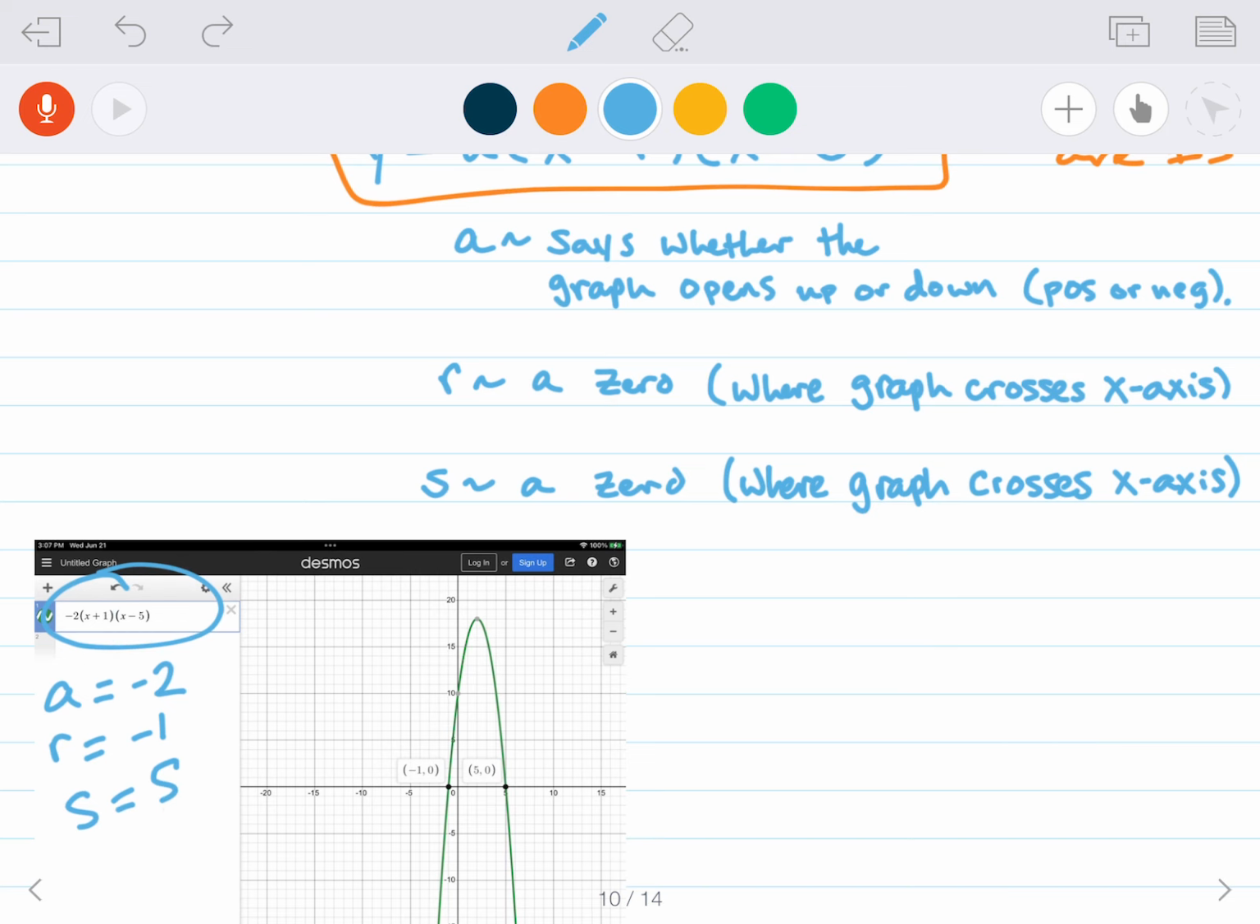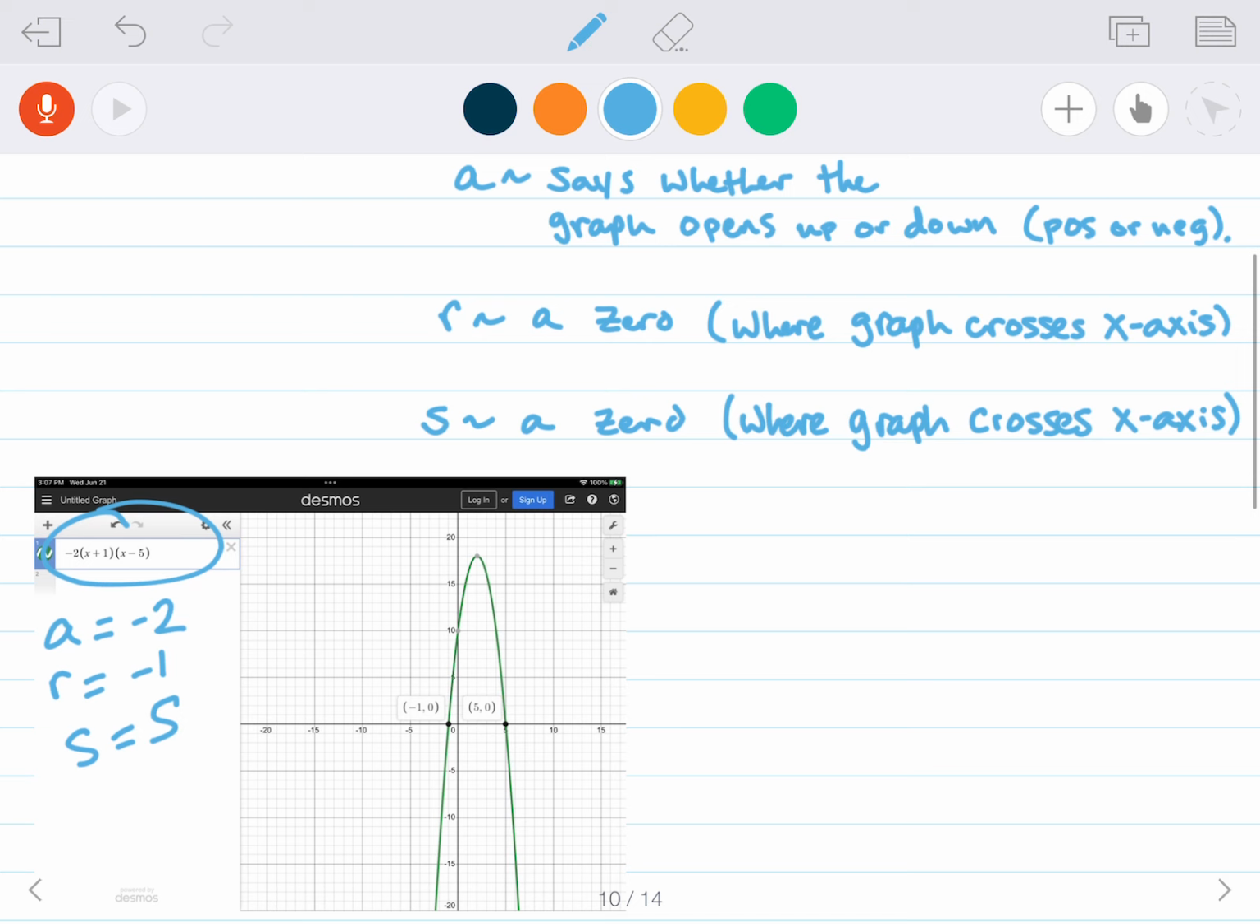And we can confirm this by putting this in Desmos. We can see that our first 0 crosses the x-axis at negative 1. That's our R. And the second 0 crosses the x-axis at 5. That's our S. So that's what that means there.